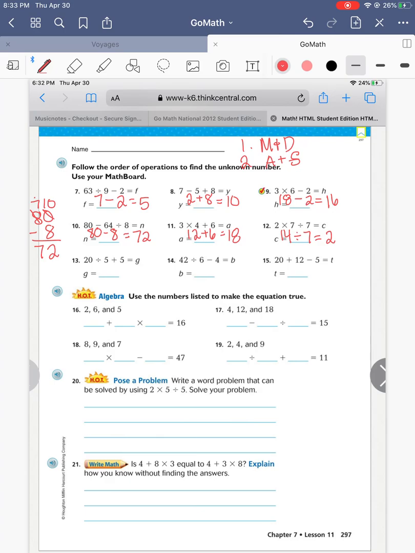Number 13, 20 divided by 5 plus 5. So first we need to do division, because that's the first step. So 20 divided by 5 is 4. Then 4 plus 5 is 9.